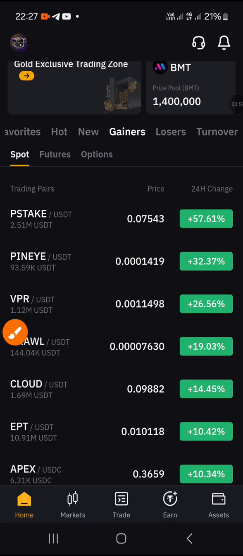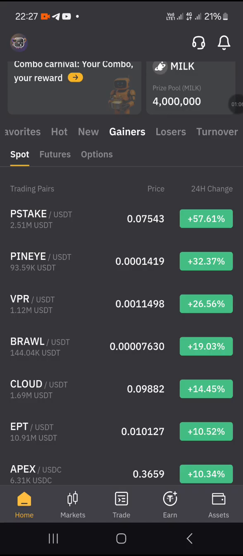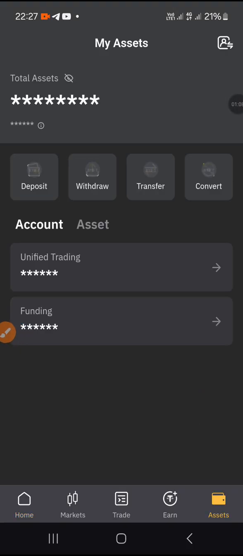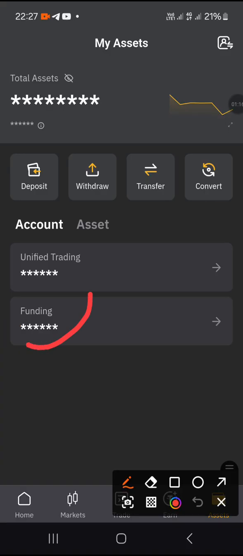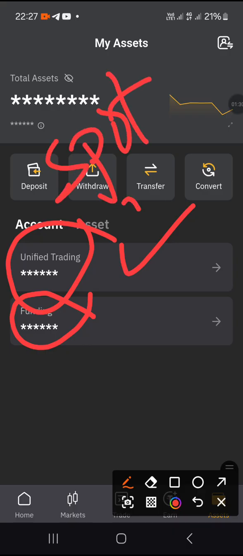So the moment you are here, the first thing you need to do is quickly navigate yourself to this place called asset. You can see the asset down here. Click on the asset, and you can see a unified trading account and a funding account. Funds in the unified trading account are for trading cryptocurrency, which is both spot trading and futures trading, known as derivatives on Bybit.